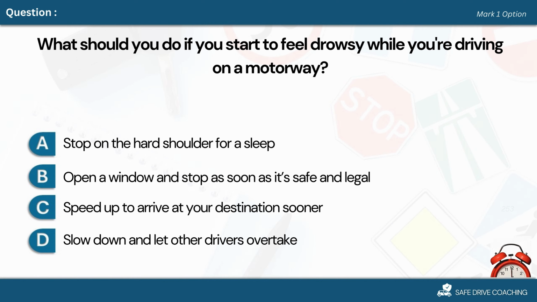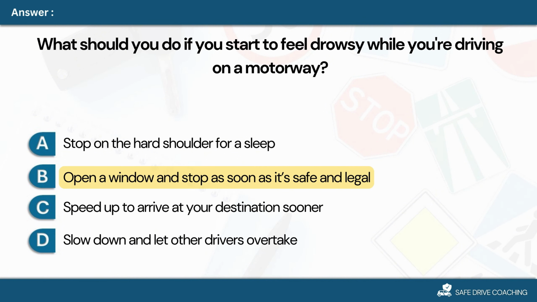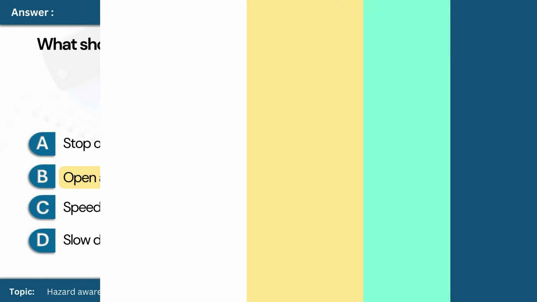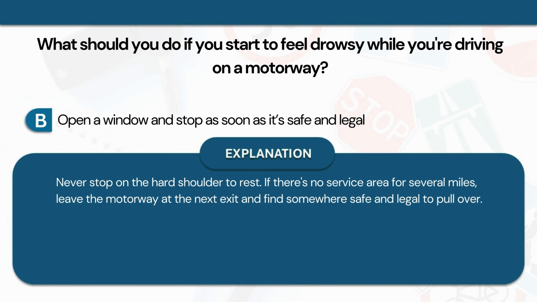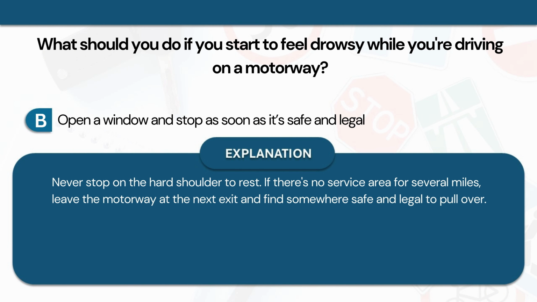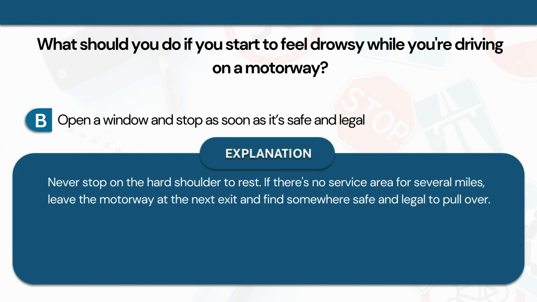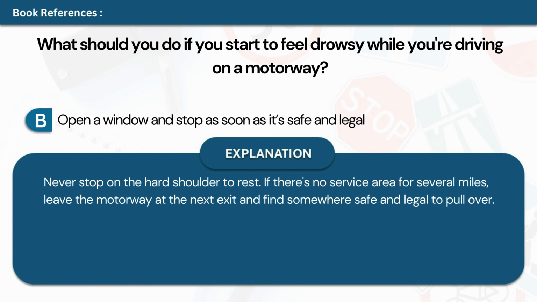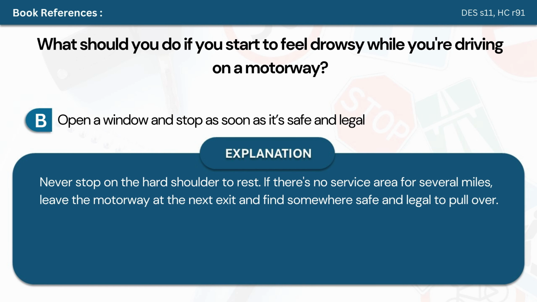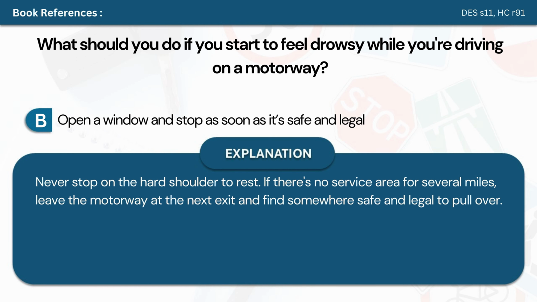The correct answer is B. Open a window and stop as soon as it's safe and legal. Never stop on the hard shoulder to rest. If there's no service area for several miles, leave the motorway at the next exit and find somewhere safe and legal to pull over.